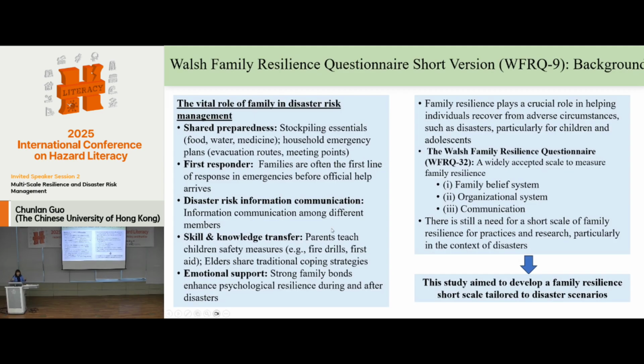And the parents pass on skills as well as knowledge about disaster, what the risks are and how to cope with them, among different generations. They provide emotional support during difficult times. But Froma Walsh's family resilience scale is for a general context. In a disaster context we need a quick check, a fast check. This is why we need to develop a short scale to assess family resilience for the disaster context.